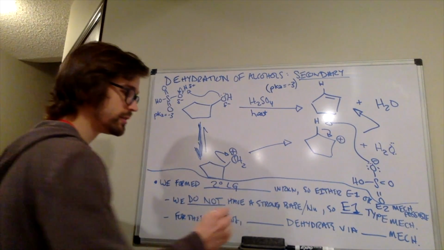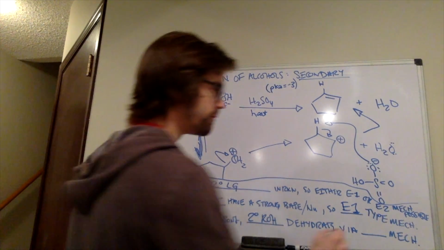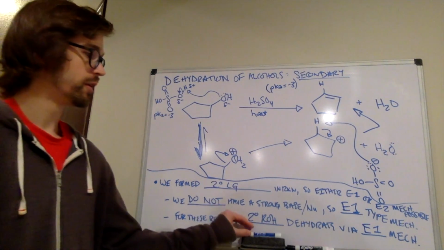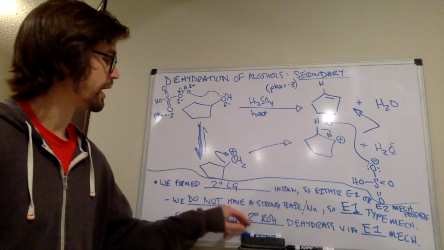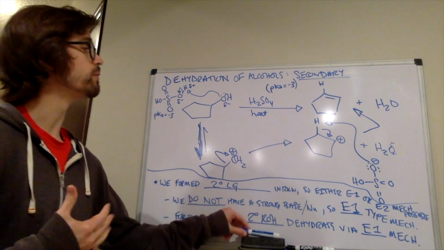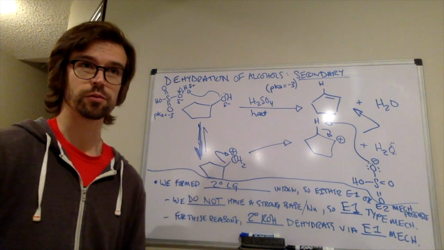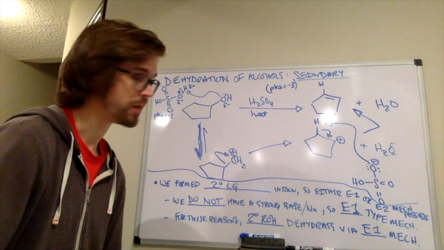And for these reasons, secondary alcohols dehydrate via an E1 mechanism. So secondary alcohol, sulfuric acid, heat, those things together are going to provide an environment for an E1 type dehydration, which is a form of elimination mechanism. So yeah, that's that.